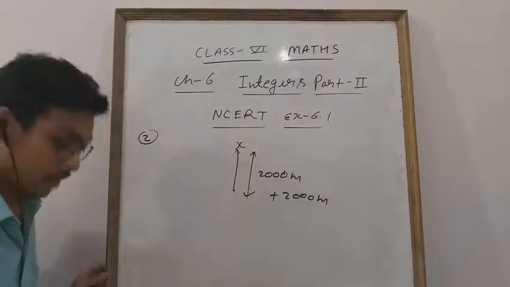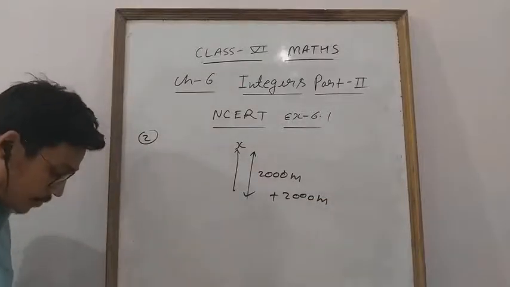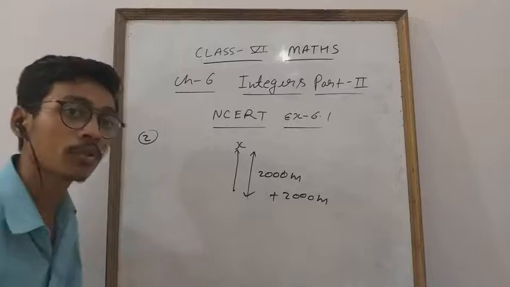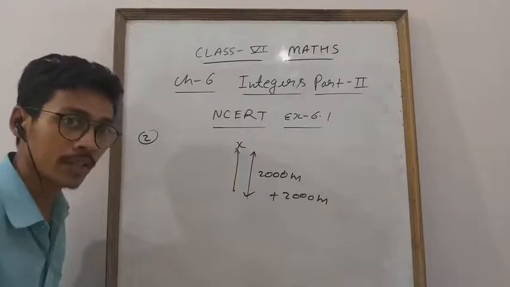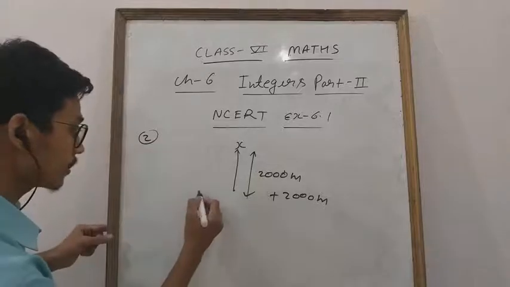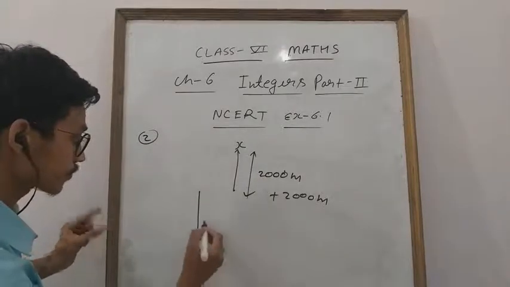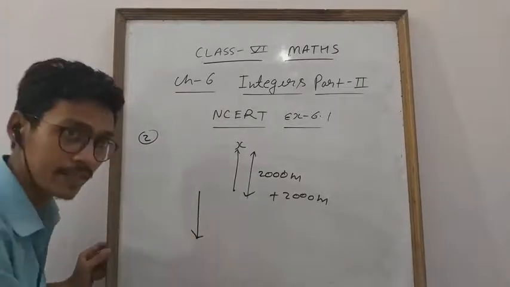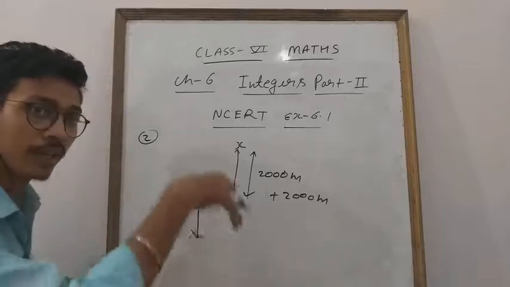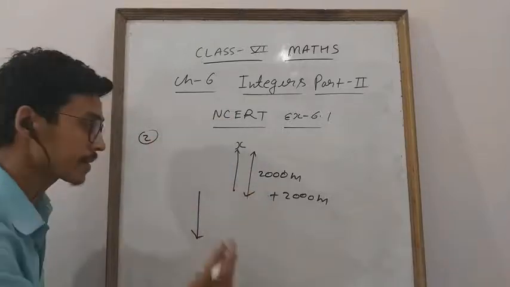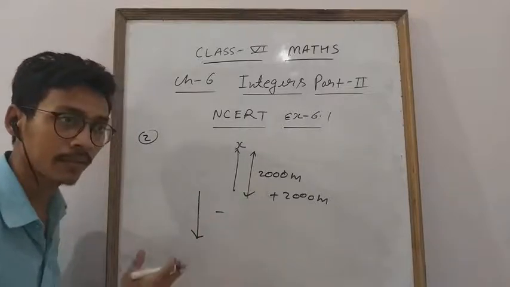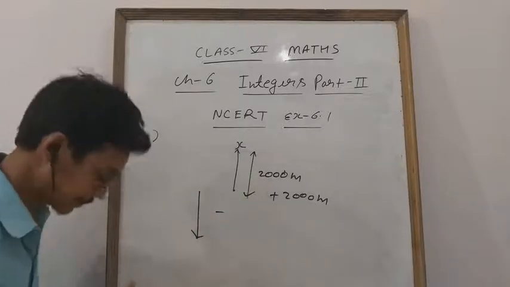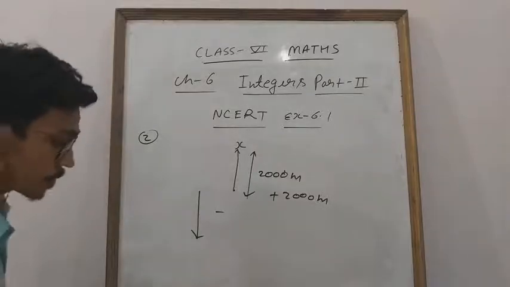Next is given, a submarine is moving at a depth. Submarine, you know, which moves inside the ocean. If this is your ground, the submarine is moving inside. Inside means downside. If you go downside, it will represent the negative sign. This is very simple based on your understanding. Clear everyone?